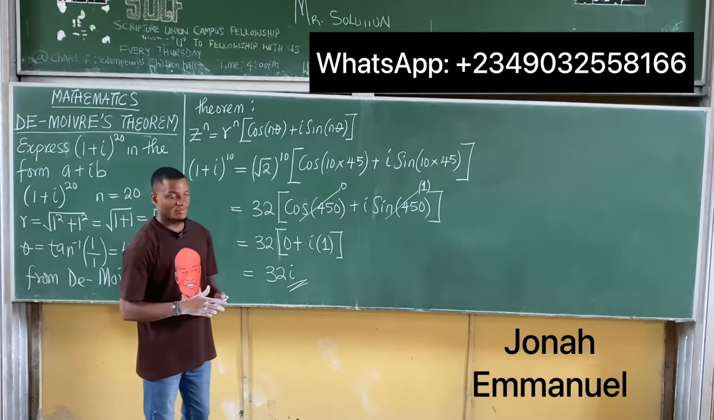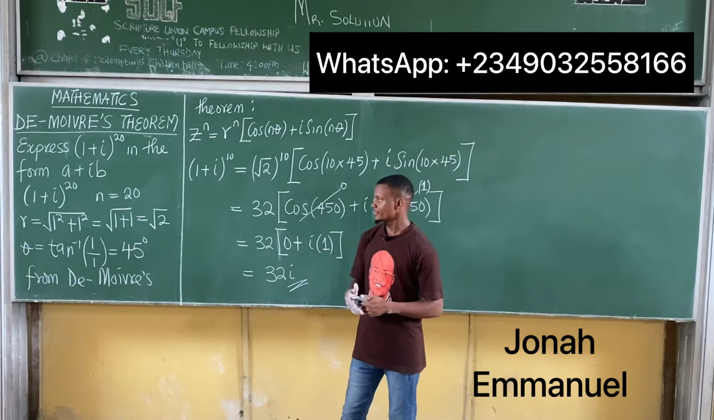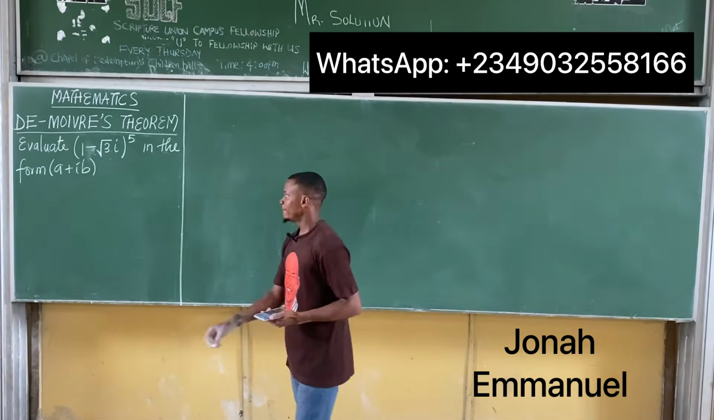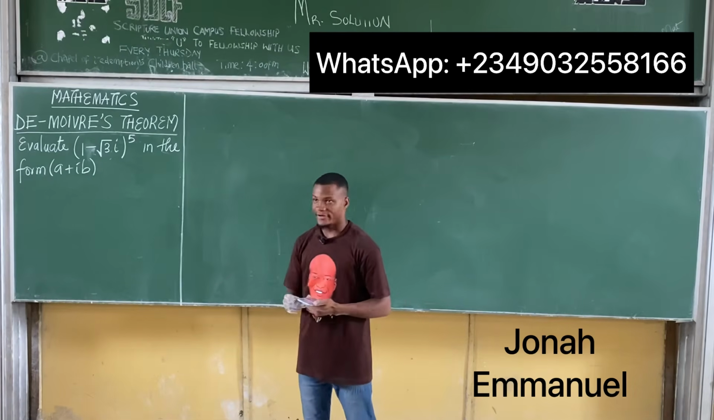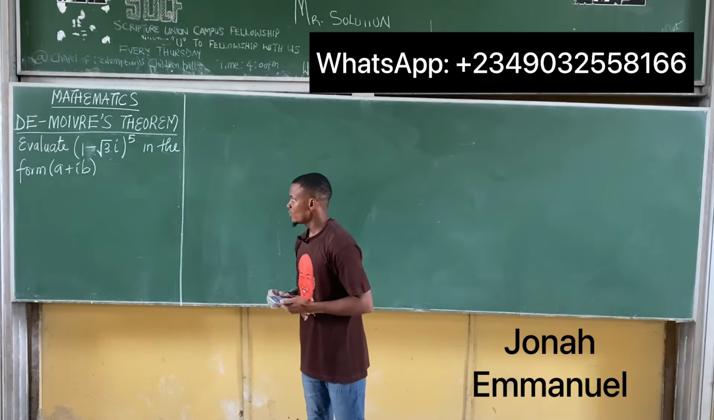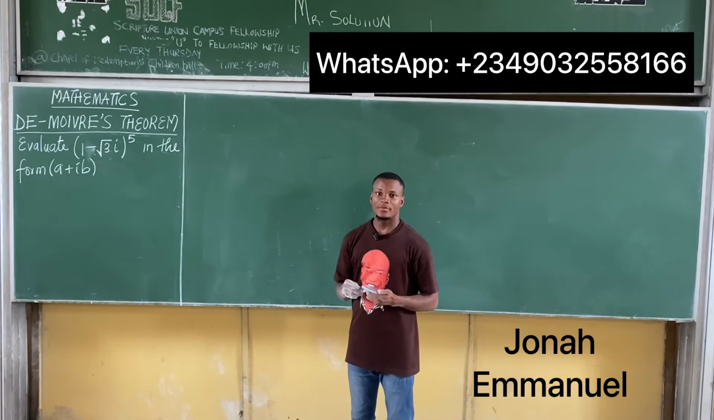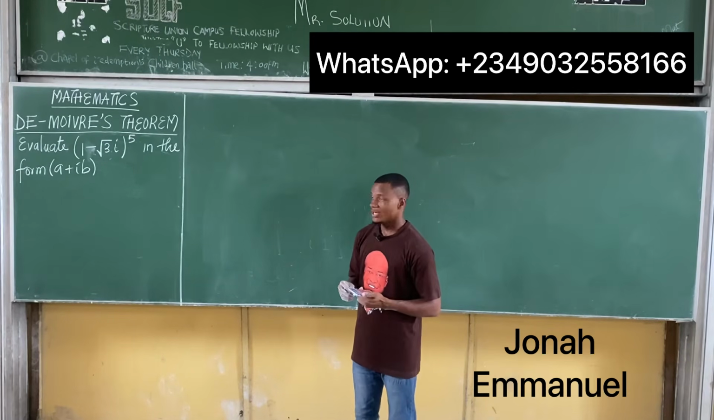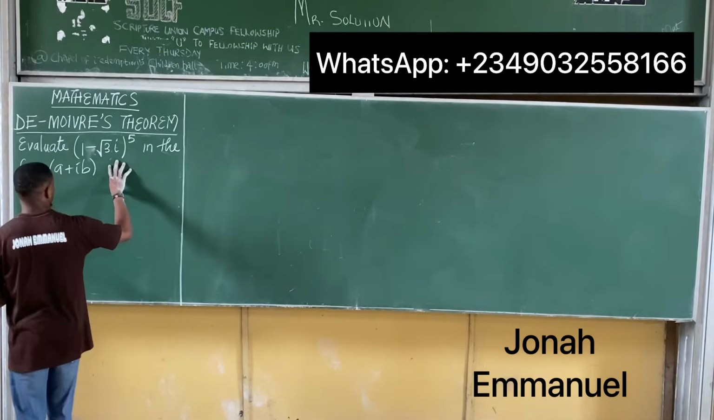We'll take a final example on De-Moivre's theorem, and then we'll look at something else. All right, so let's get our final example on De-Moivre's theorem. This question says evaluate 1 minus root 3i to the power 5 in the form a plus ib. All right, so how do we get this done? Very easy. For this one, we'll have to use De-Moivre's theorem.